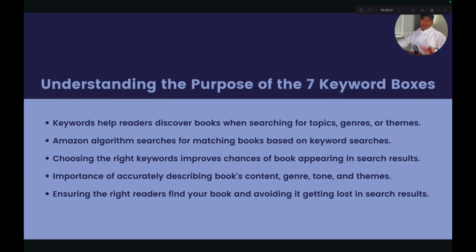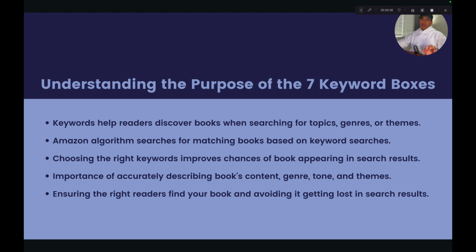First, let's start by understanding the purpose of the 7 keyword boxes on Amazon KDP. Essentially, these keywords help readers discover your book when they search for specific topics, genres, or themes. When a reader types in a keyword or a phrase in the Amazon search bar, the algorithm searches through all of the books on the site, and it will display the ones that match those search terms. So by choosing the right keywords for your book, you can improve the chances of your book appearing in the search results and being seen by potential readers.